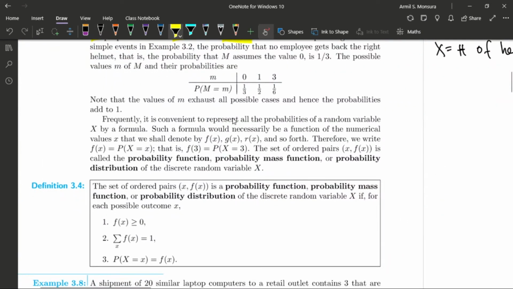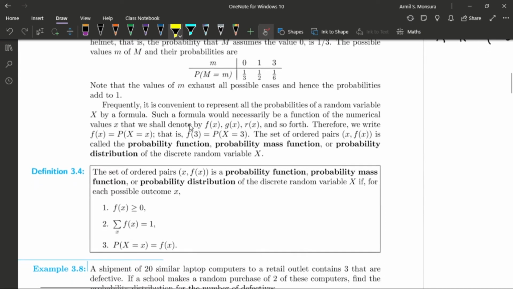Frequently, it is convenient to represent all the probabilities of a random variable x by a formula. So we can express these probabilities using a formula, if it is possible. Such a formula would necessarily be a function of the numerical values of x that we shall denote by f(x), g(x), r(x), and so on. This means we will be able to create an expression that results to the probability of your random variable assuming a certain value.